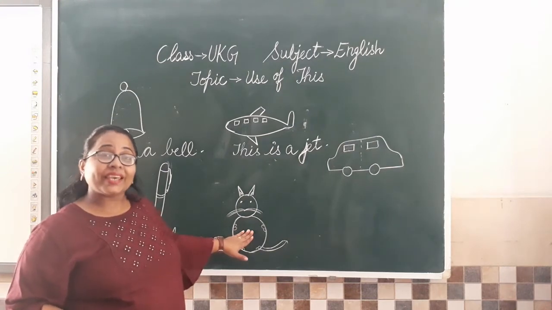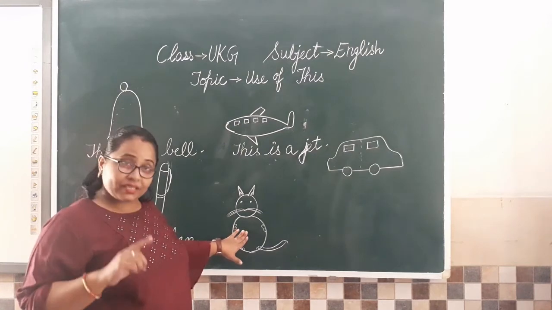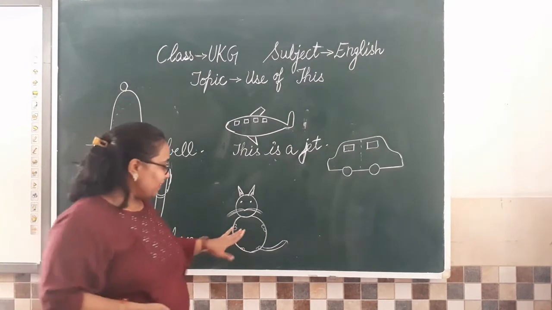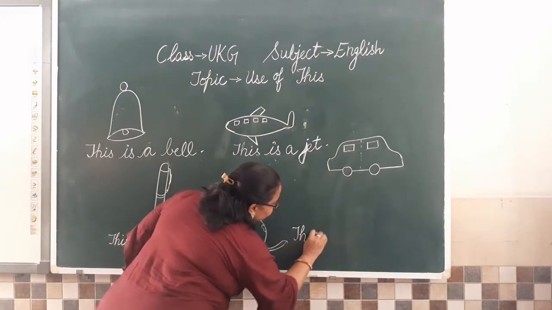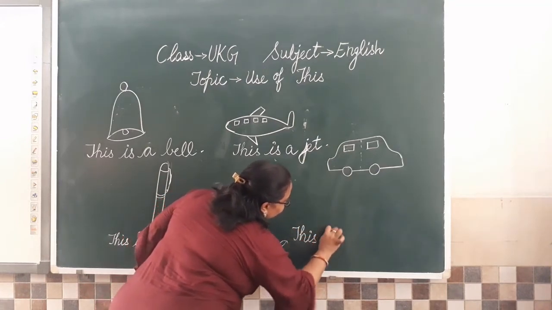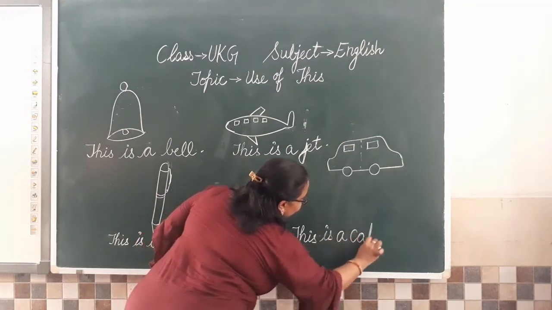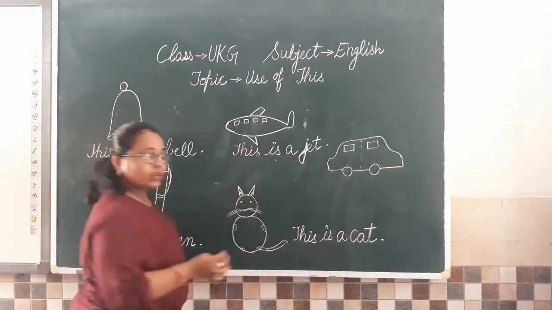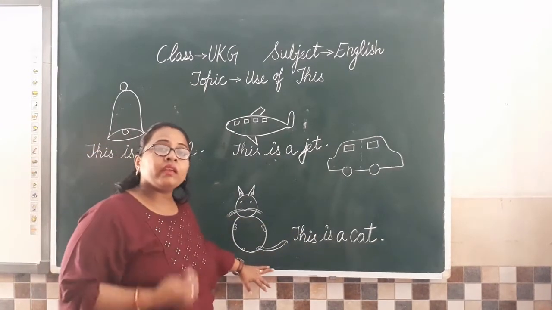Then next we have a clever pussycat. So how you are going to use this? This is a cat. Clear? So let us just write this is a cat. Understood everyone? This is a cat because cat is near me.